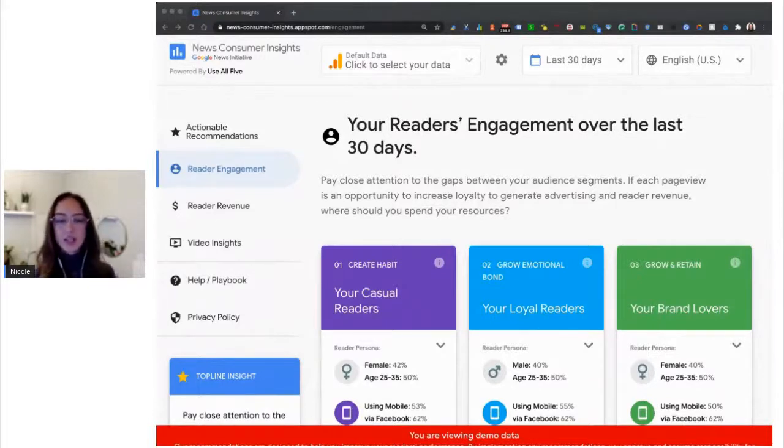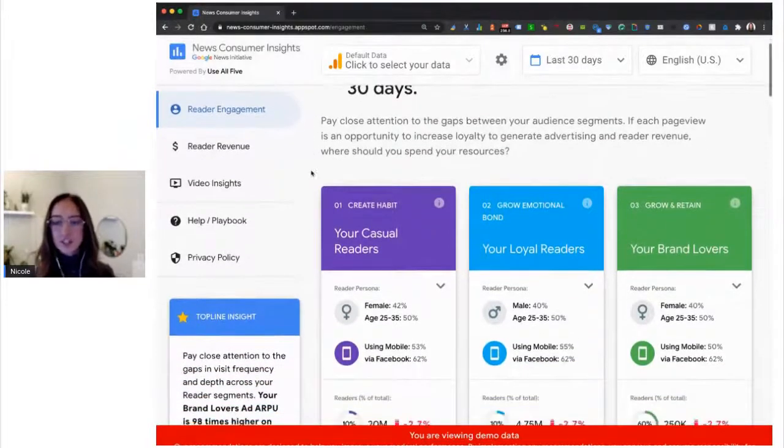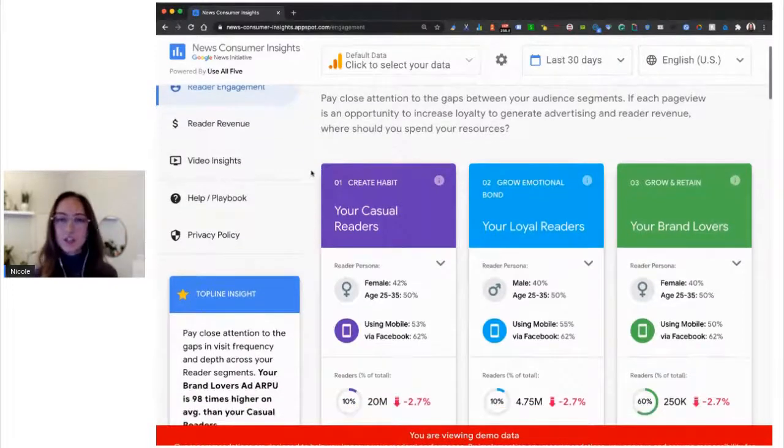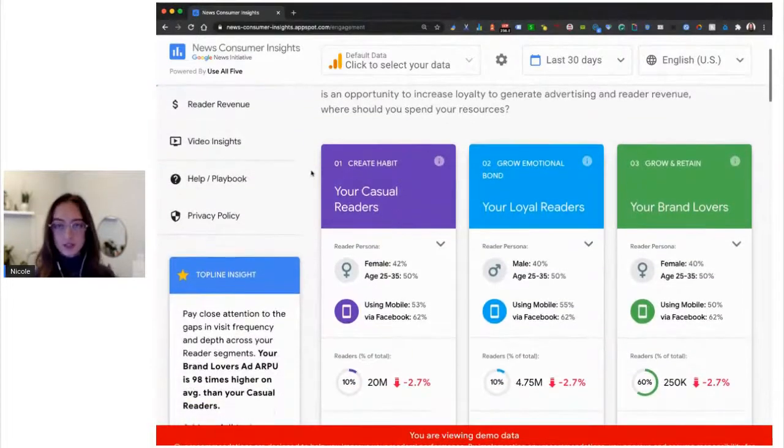So we've created a custom grouping of the referral traffic for you to identify your performance gaps throughout these reader engagements. And so scrolling down here, you want to pay close attention to those gaps between your audience segments that we have on the graphs. And so each page view is an opportunity to increase loyalty, generate advertising, and figure out where you should be spending your resources.